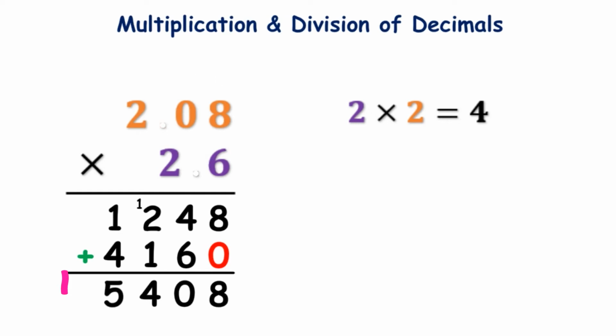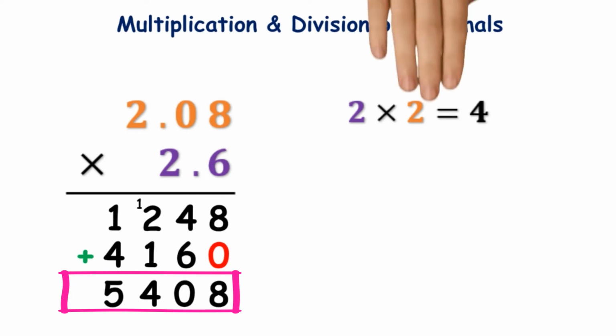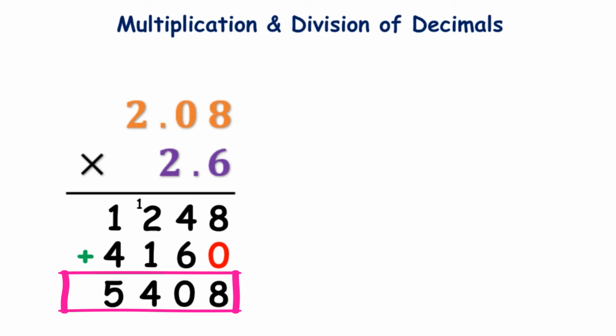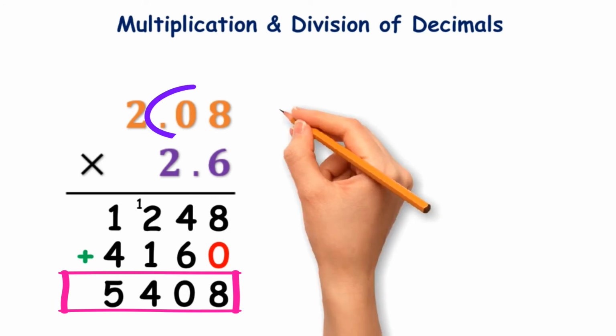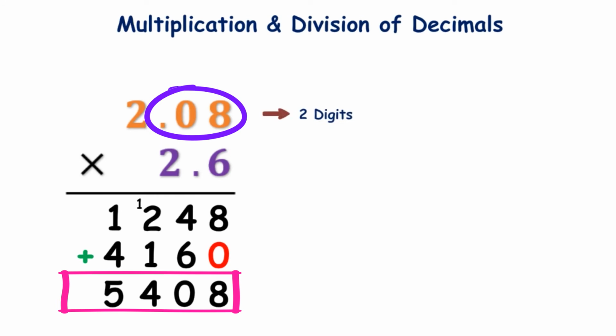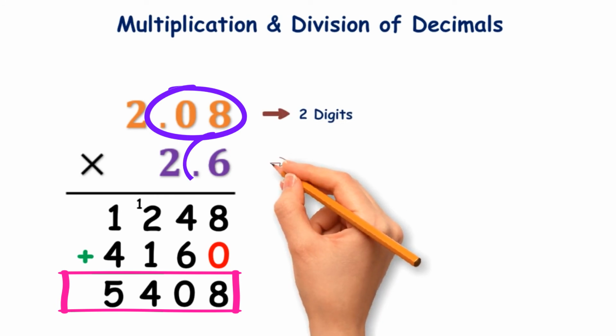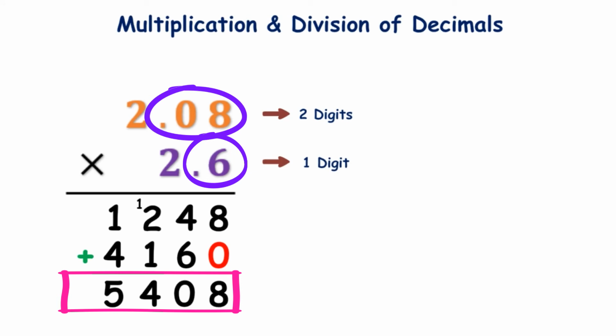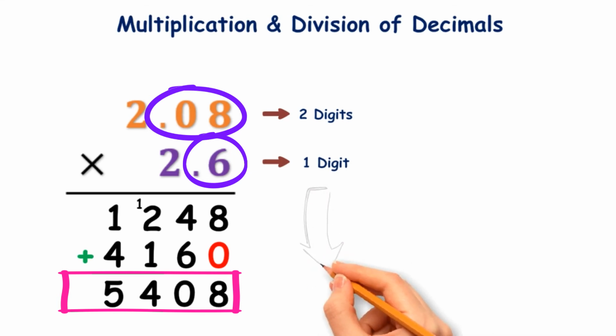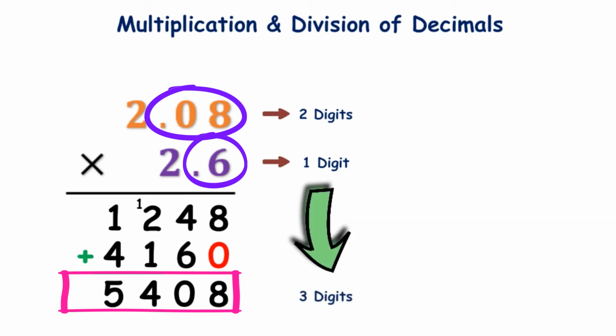Our final answer is 5408. But where is the decimal point? Now there is a trick for you. If you observe, in our first decimal there are 2 digits after a decimal point, and in the second one there is 1 digit. In our answer we should have 3 digits after a decimal point. 1 digit, second digit and the third digit. We will place a decimal point here.